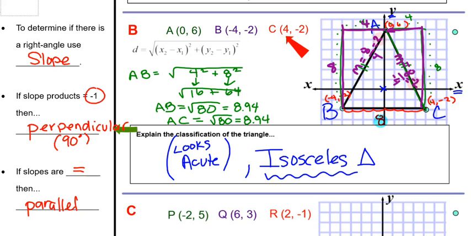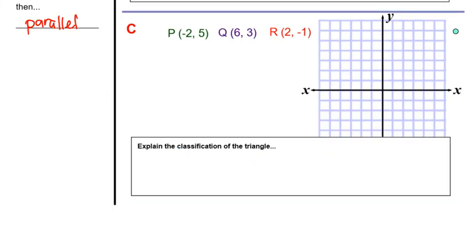What I want you to do is pause again, and I will jump down to question letter C, and we will connect again. For this question C, I want you to take a second and graph those points, and I will get those drawn on there, and then I will connect back with you here in just a second.